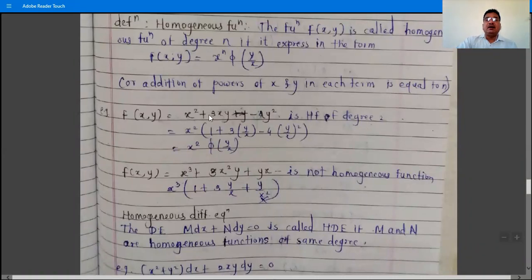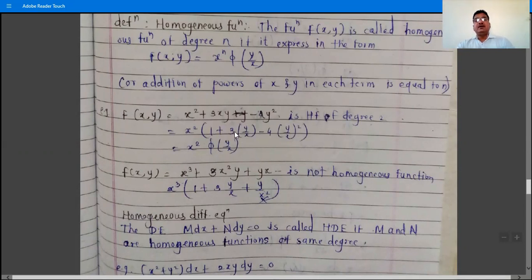Or we can also verify this using definition number 1. That is, if you take x raised to 2 common from these three terms, dividing each term by x square, what do we have? 1 plus 3 times y by x, and minus 4 times (y by x) square, that is y square by x square. And this bracket is a function of y by x.